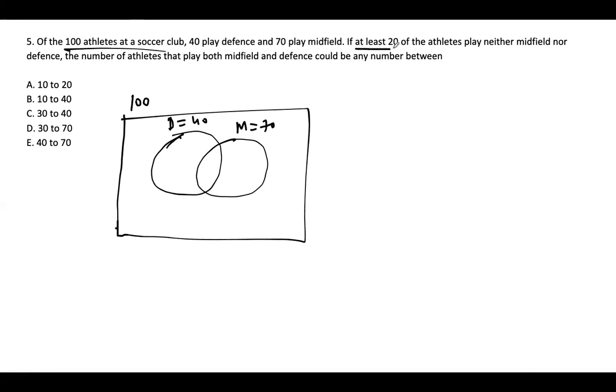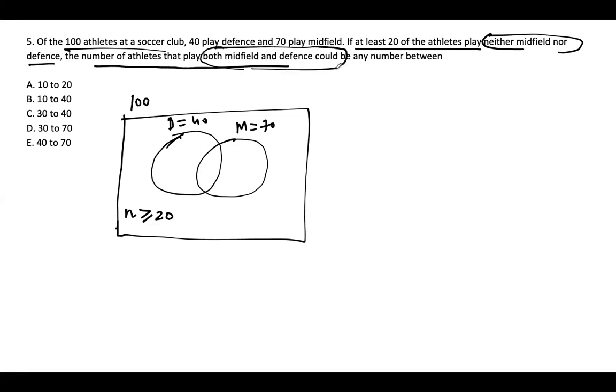If at least 20 of the athletes play neither midfield nor defense, that means the none value should be greater than or equal to 20. The number of athletes that play both midfield and defense could be any number between... Stop right there. Both midfield and defense. Let's say this region I'm denoting as both. So the only equation that should come into your mind, what should be that equation? Can you please tell?